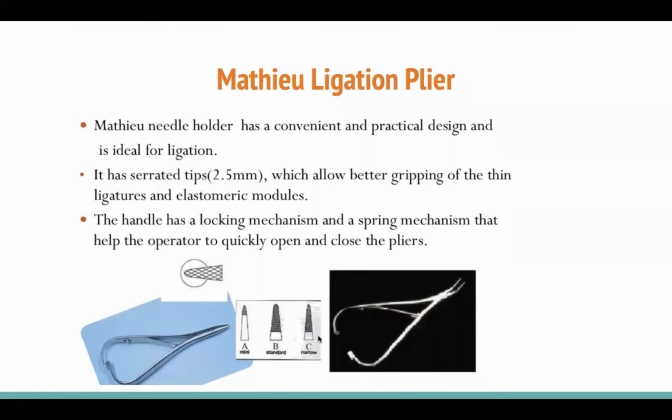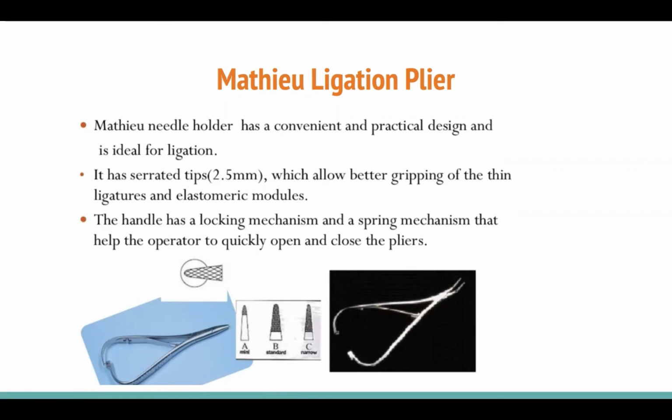And the tips have different levels of serration. Sometimes they have it only at the top, and the other ones have the full beak. They are broad and thin ones. I usually like a very broad one with serration. So the standard tip is my favorite one, okay? Because I want the O-ring to be completely held. If I get a thin one, sometimes the ties slip off during placement. So I find it more comfortable with the standard beak, okay?